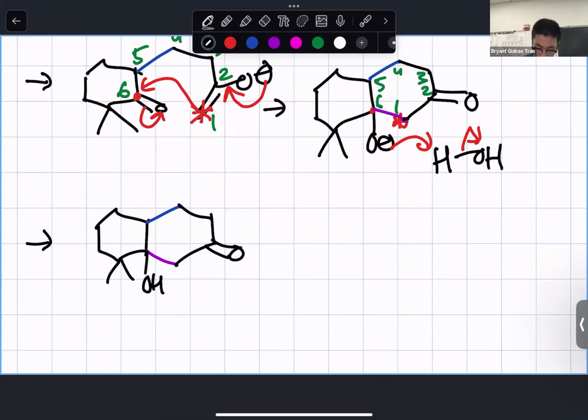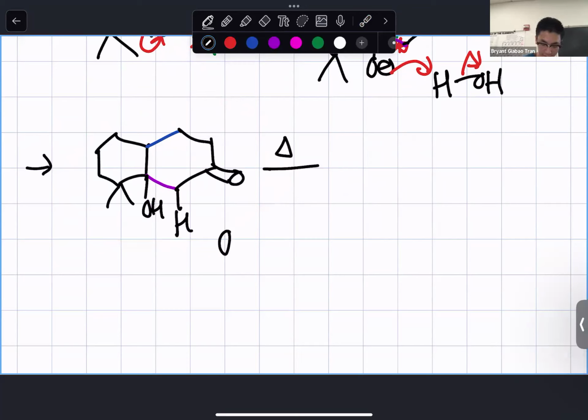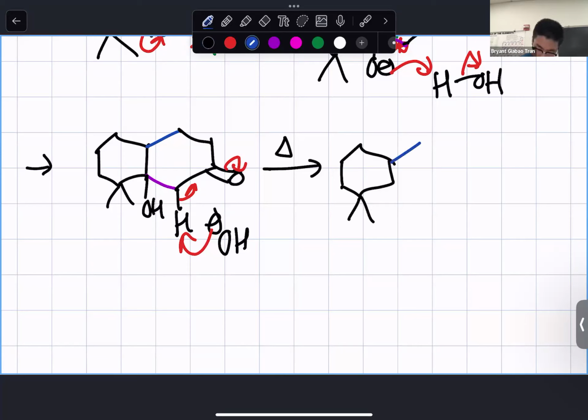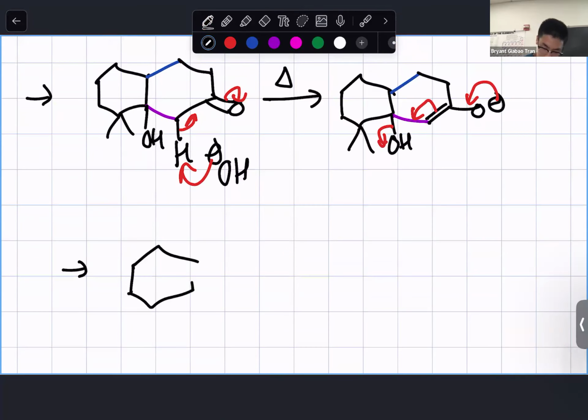Okay. Once we have this, we stop here if we have no high heat. But if we have heat, we're going to deprotonate the alpha hydrogen again to generate the enolate ion. And then from that enolate ion, we reform the carbonyl, shift the double bond to make that double bond there, and then kick out the alcohol to get our enone. Here, the product is another enone.